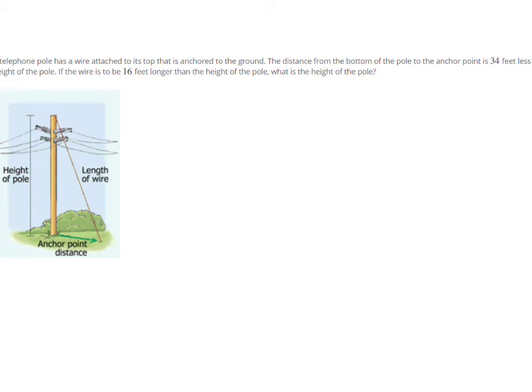How nice. Okay. A telephone pole has a wire attached at its top, anchored to the ground. So you can kind of see that's this wire right here that's attached. And it's anchored out from the base of the pole here, and then you have the height of the pole. Now I'm going to redraw it so it really looks like a nice right triangle because we're going to be doing Pythagorean theorem. Anytime we come across a right triangle, it's the first thing that comes to my mind.